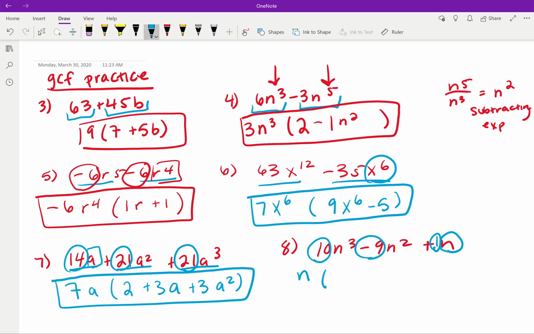Since there's no numbers that I took out, I'm just going to bring those numbers down. So I have 10, and then n to the third divided by n is 3 minus 1, which is n squared. And then n squared divided by n is 2 minus 1, which is n. And then n divided by n, they cancel each other out, so we're just left with that number that's in front plus 1. And that's our answer.